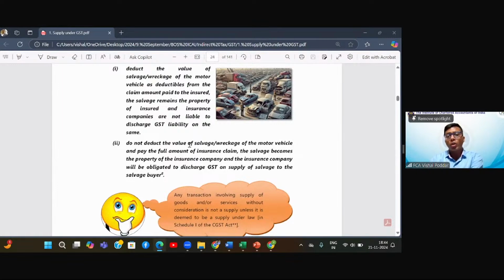Second, they do not deduct the value of salvage or breakage of the motor vehicle and pay the full amount of insurance.